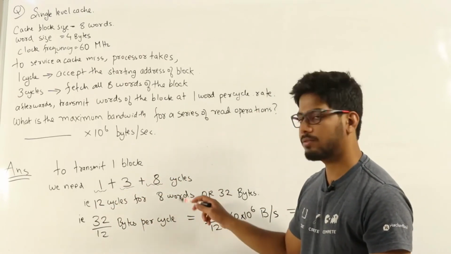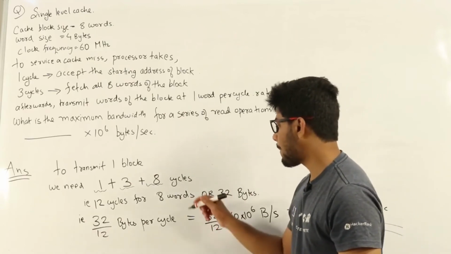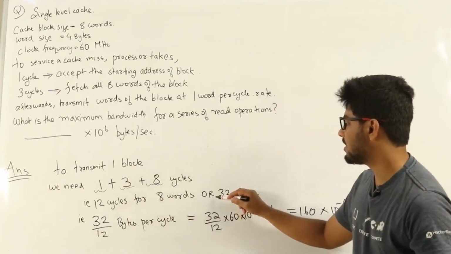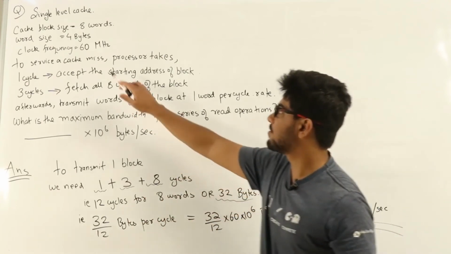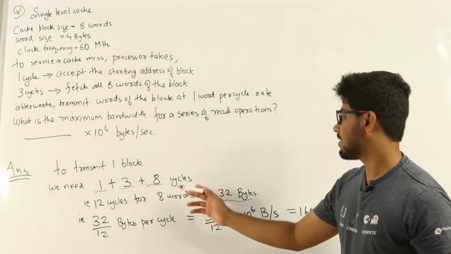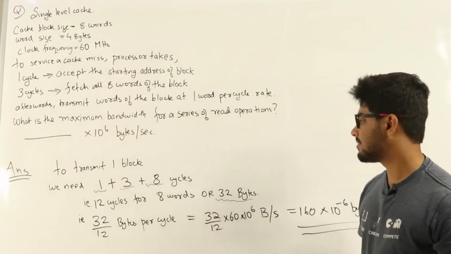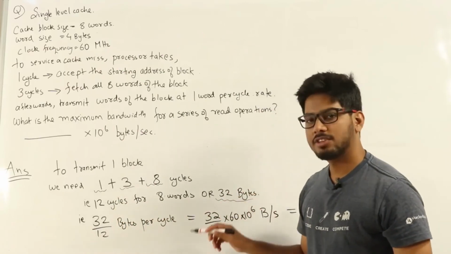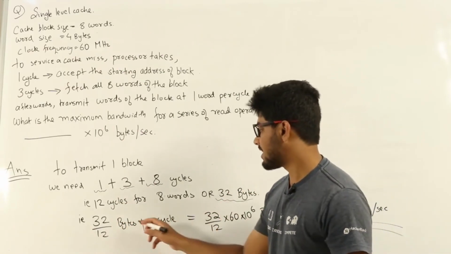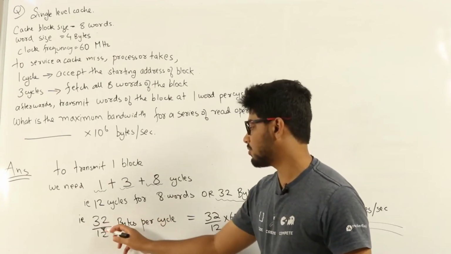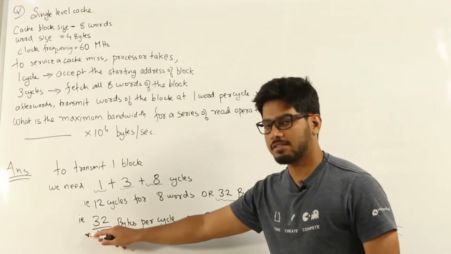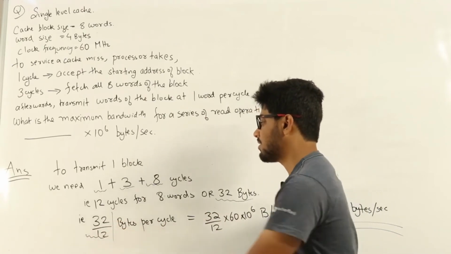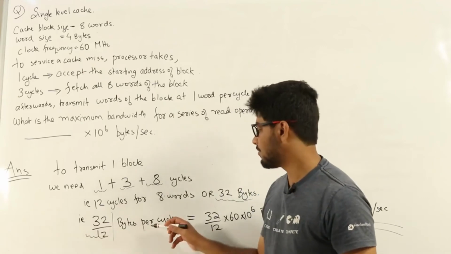There were 8 words in one cache block, which means it will take 12 cycles to transmit 32 bytes, because one word was 4 bytes. Therefore, the size of 8 words will be 32 bytes. So in 12 clock cycles we can transmit 32 bytes, which means the bytes we can transmit in one clock cycle is 32 by 12. So that's the average. So 32 by 12 bytes is what we can transmit on average in one clock cycle.